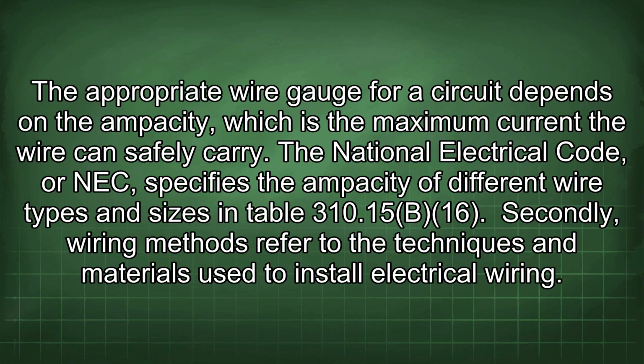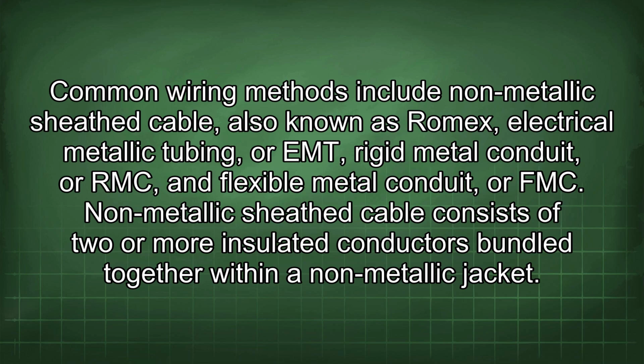The appropriate wire gauge for a circuit depends on the ampacity, which is the maximum current the wire can safely carry. The National Electrical Code, or NEC, specifies the ampacity of different wire types and sizes in Table 310.15(B)(16). Secondly, wiring methods refer to the techniques and materials used to install electrical wiring. Common wiring methods include non-metallic sheathed cable, also known as Romex, electrical metallic tubing, or EMT, rigid metal conduit, or RMC, and flexible metal conduit, or FMC.